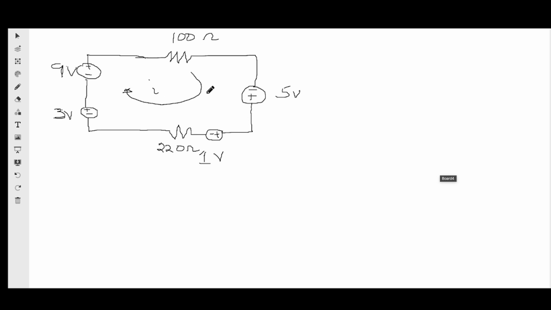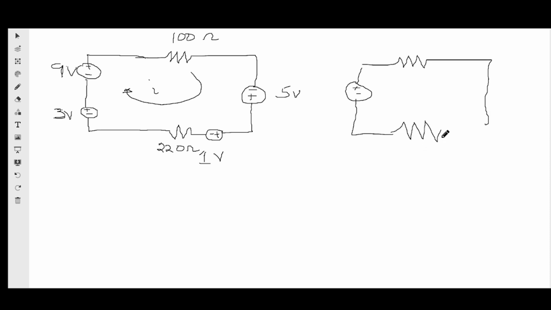Let's just combine. If I'm going clockwise, like the arrow I drew, and I'm combining the sources and want an upright source, that is plus minus, right? So I still have my 100 ohms here, then I still have the 220 ohms here. So if I combine this, what will I have? I will have minus 5. I'm going anti-clockwise, minus 3 minus 9.